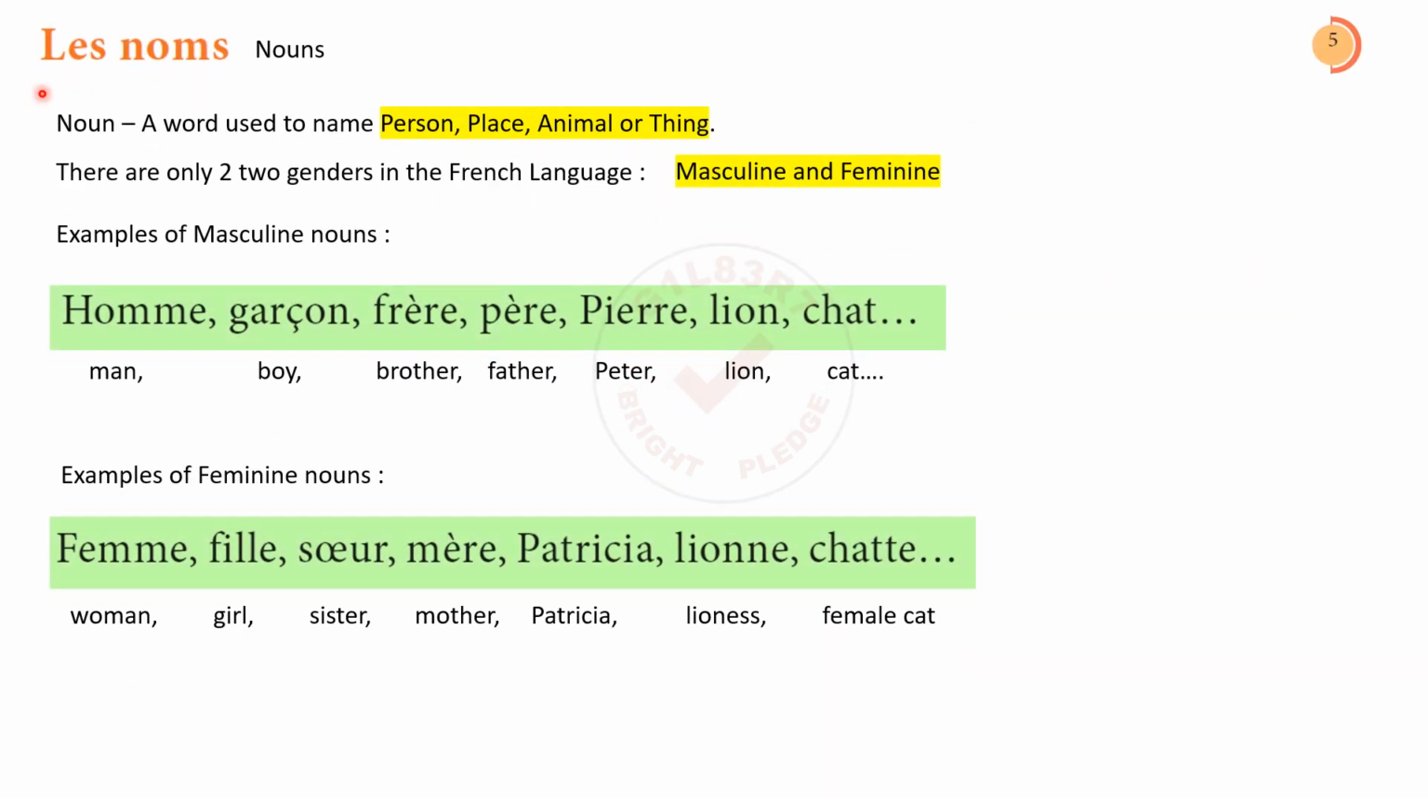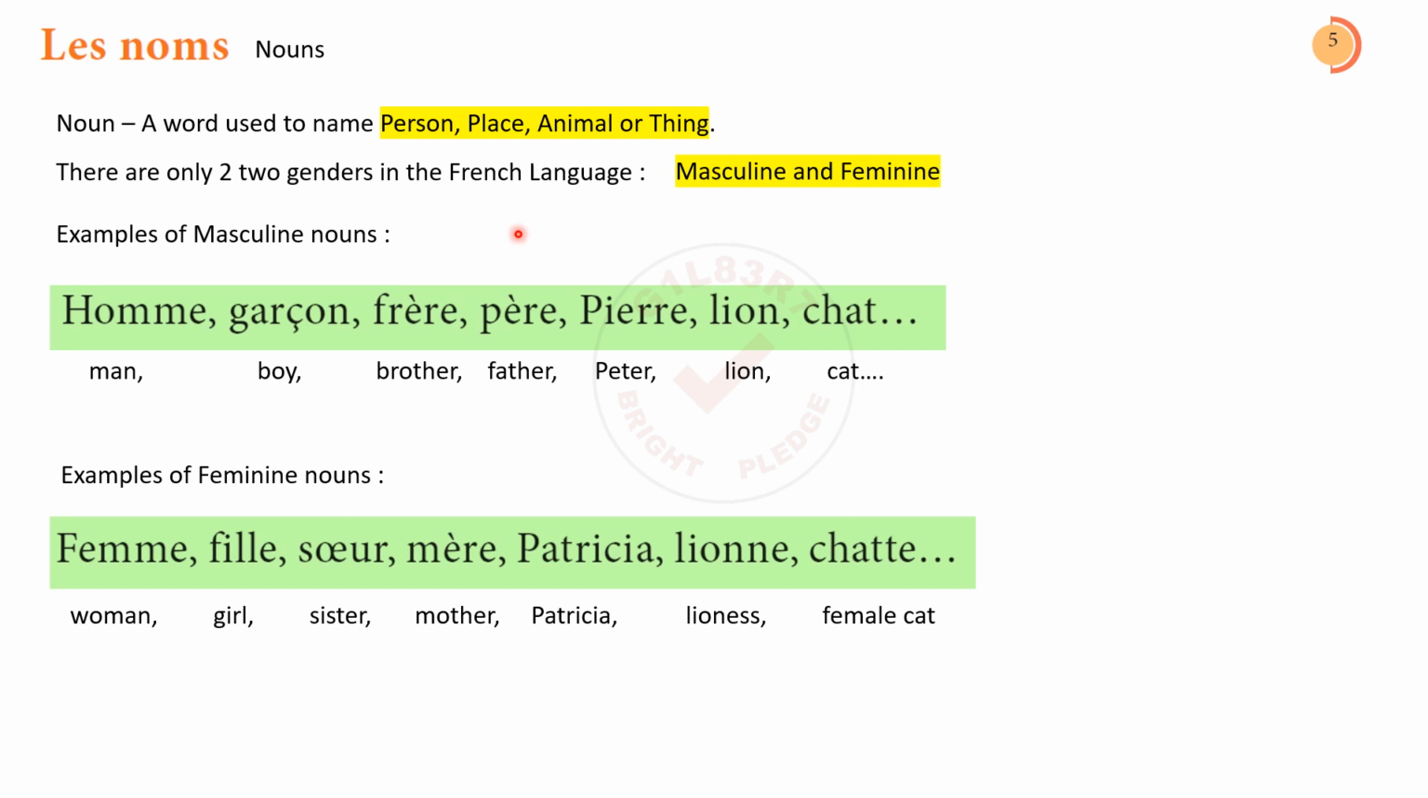So next we are moving on to the nouns, les noms. What do you all know a noun is? It is nothing but a word used to name a person, place, animal or thing. Now, very important, as you are all beginners in this language, you should know that in French there is no neuter gender. There is only either masculine or feminine form. So two genders are there, only masculine or feminine.